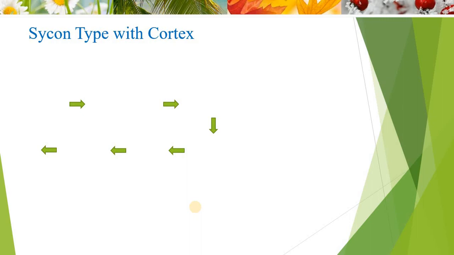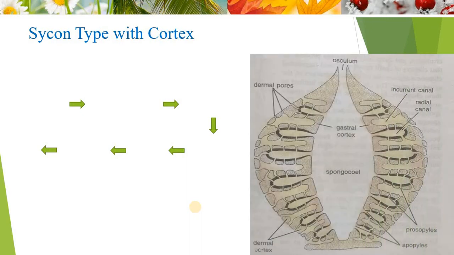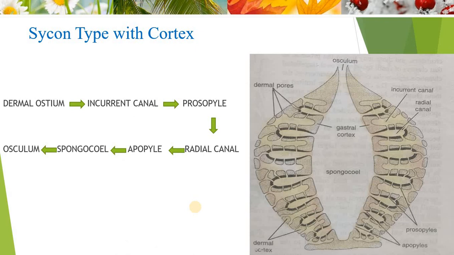Next is Sycon type canal system with cortex. This type is found in Sycon. In addition to the previous, that is the Sycon type without cortex, there are four additional features which are as follows. First, the epidermis and mesenchyme spread over the outer surface to form a cortex.